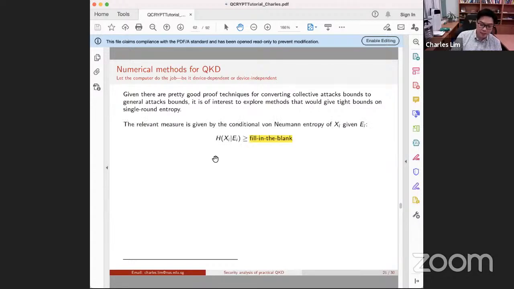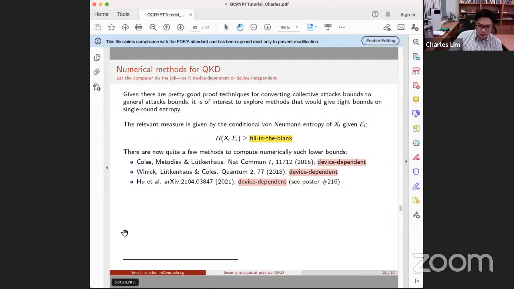So in this case, it actually makes sense for people to try to characterize tight bounds on the single round entropy, which is typically measured by the conditional von Neumann entropy of X given E. There are a few recent results, largely generated by Norbert Lütkenhaus's group. What they have developed is a very nice numerical technique that you can apply to a wide range of QKD protocols, but under the assumption that the devices are trusted, right? And there's a new, more efficient algorithm being introduced; you can see it at poster 216, I think.